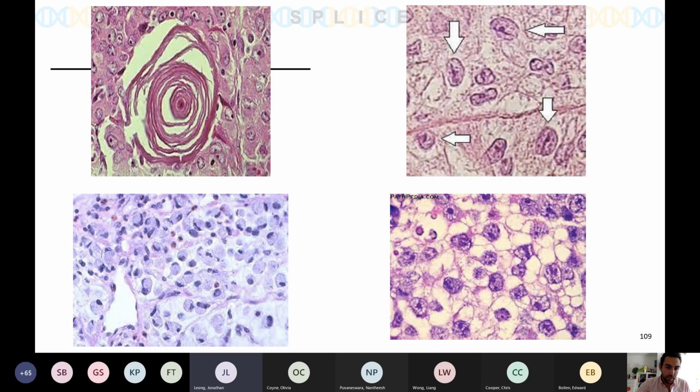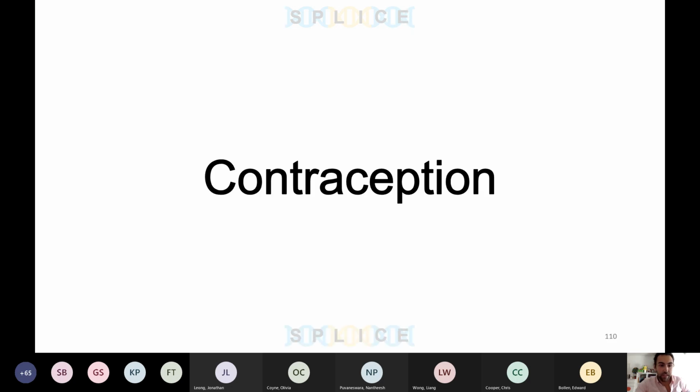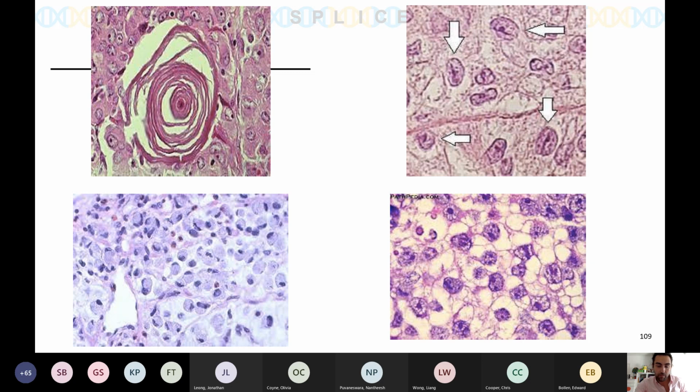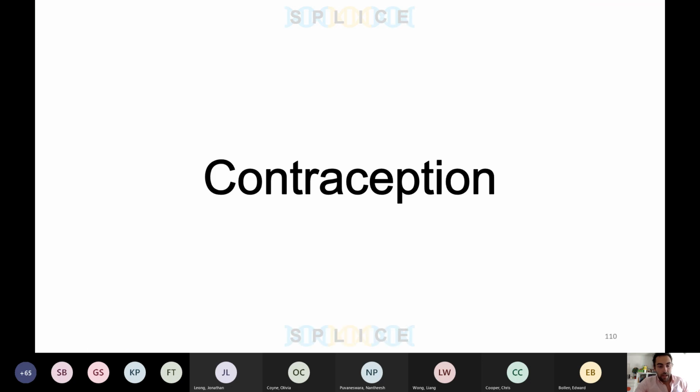Top left is the psammoma body, meant to look like sand, or it's Greek for sand anyway. I don't know what it's meant to look like on histology, but there you go. I should have labeled them. I'll re-upload these and label them. Sorry, that's my bad. Anyway, contraception.